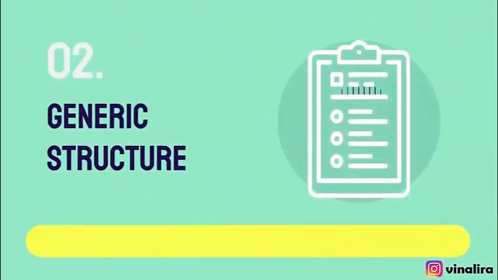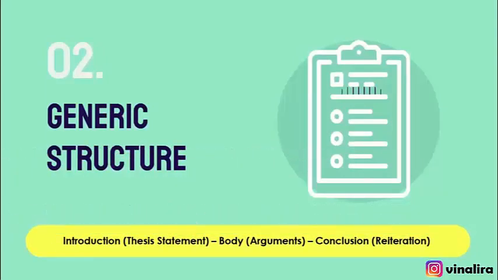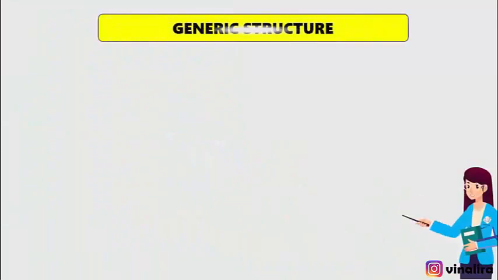Now, we are moving on to the generic structure. The generic structure of an analytical exposition text is divided into 3 steps: introduction or thesis statement, body which consists of arguments, and the last one is conclusion or reiteration. As you have seen before, the generic structure is divided into 3 steps.